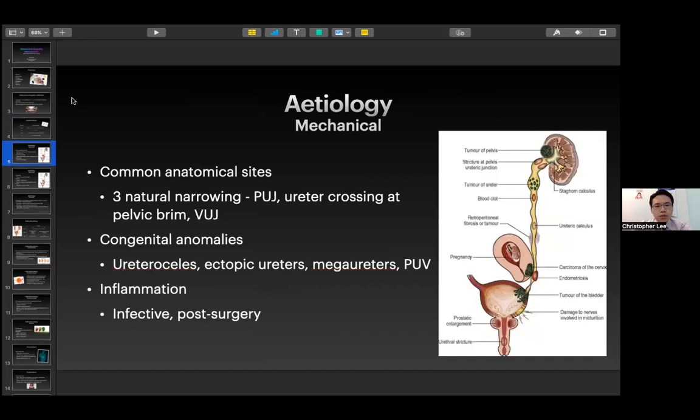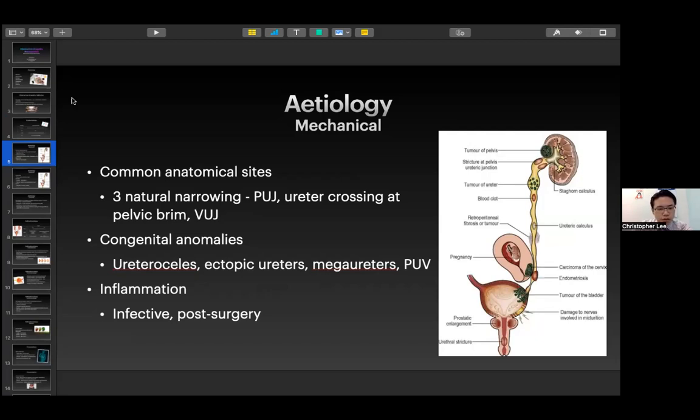We can divide the etiology into mechanical and functional causes. There are three anatomical sites which have natural narrowings in the ureter, namely the pelvic-ureteric junction, where the ureter crosses the pelvic rim, and lastly the vesico-ureteric junction. These are natural narrowings, but they can be further narrowed in the presence of any inflammation or infection.